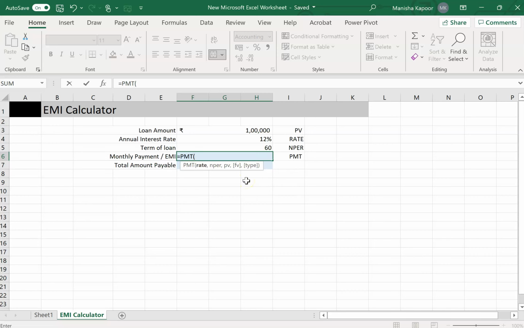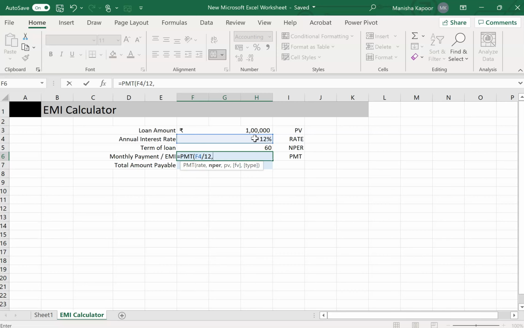So these are the arguments. We have to provide the rate. And remember, we are calculating monthly payment, so everything we give here should be monthly. What is the rate? It's the rate that you will be giving to SBI. The annual interest rate is 12%, but you have to divide it by 12, because it is the monthly payment that we are interested in. So instead of annual 12%, you divide by 12 to get the monthly rate.